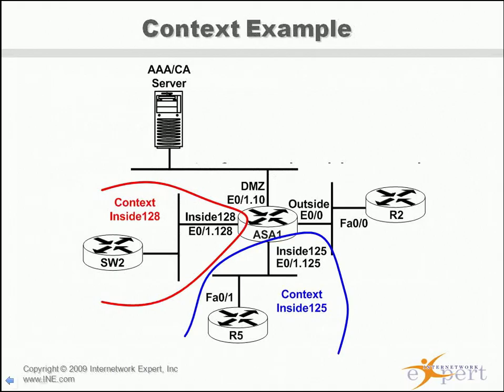So looking at a context example here, we are going to add another interface on our ASA1, and I'm going to configure a context for a connection there to the switch, and a separate context for the other side talking to router 5. And before we do that, we're going to go ahead and take a short break, and then we'll come back and jump into some context configuration.